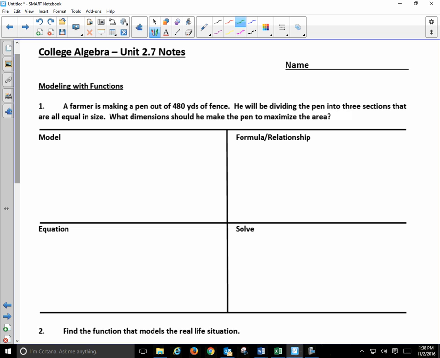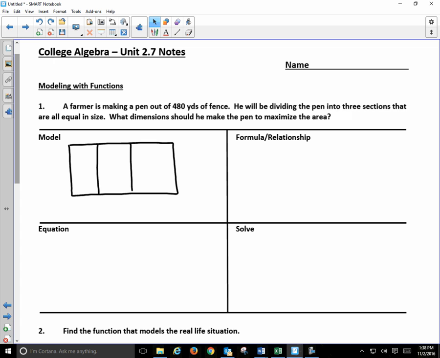A farmer is making a pen out of 480 yards of fence. We're going to say it's a rectangular pen. He's going to be dividing the pen into 3 sections that are all equal in size. What dimensions should he make the pen to maximize the area?